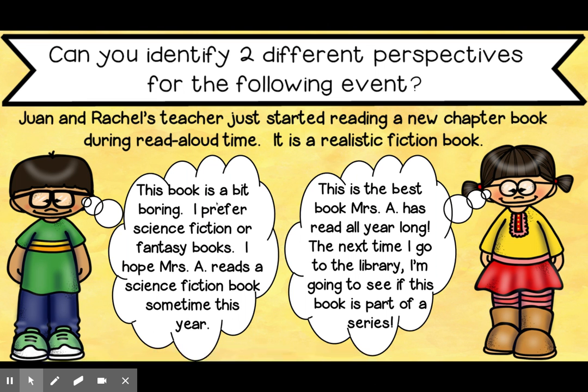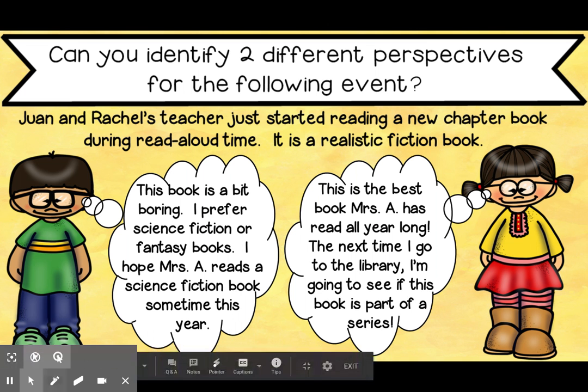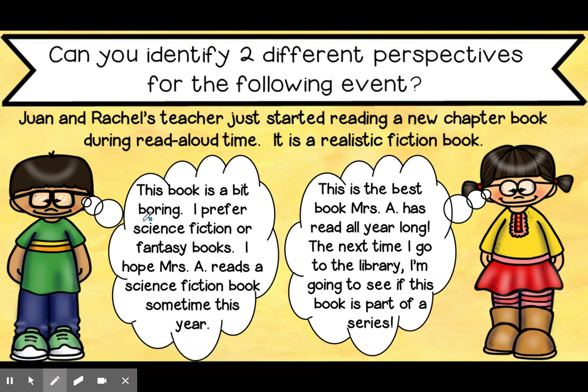Juan. And we know this because he says that it is boring. So the word boring would be a key word to tell us that that is probably not a positive. When you read the word boring, it has a negative connotation. So that lets you know that he does not have a positive. He has a negative feeling towards this book. And then it says, I prefer, which means he would rather. I really hope Miss A reads a science fiction book, and then it tells you what he wishes that she would read instead.